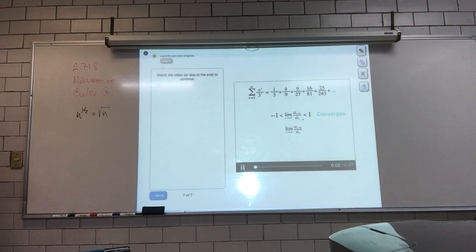Exactly. So another way to write this whole expression is to say that the absolute value of this limit is less than 1. So if this inequality is true, the series will converge. If the absolute value of this limit is greater than 1, the series will always diverge. And finally, if this ratio equals 1 or minus 1 exactly, which happens more often than you might like, you can't determine whether the series converges or diverges.